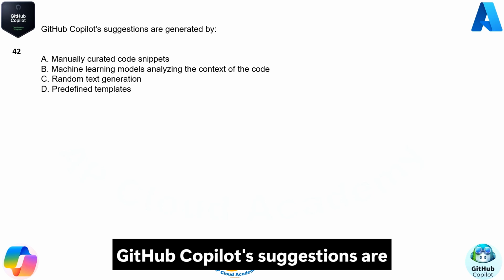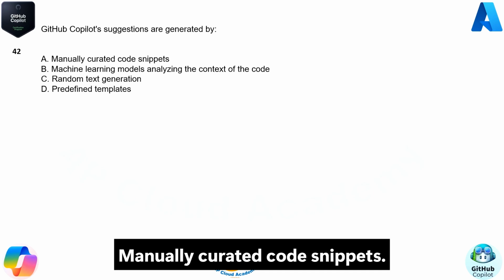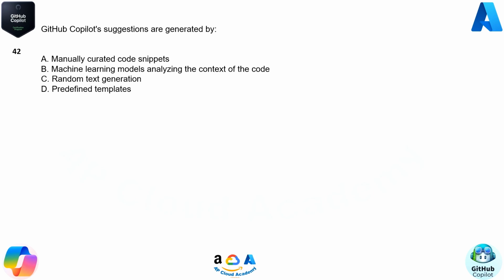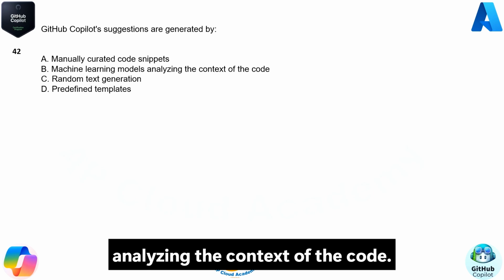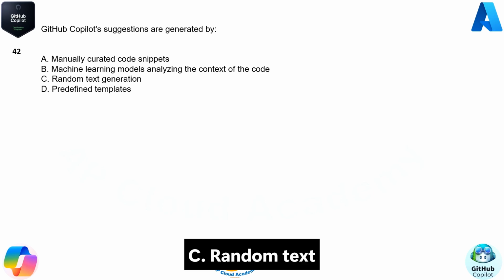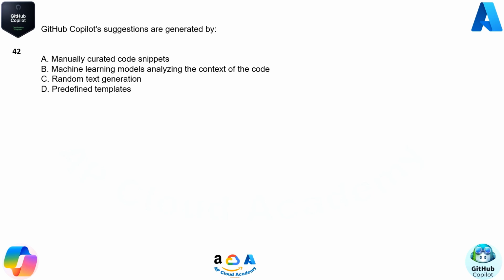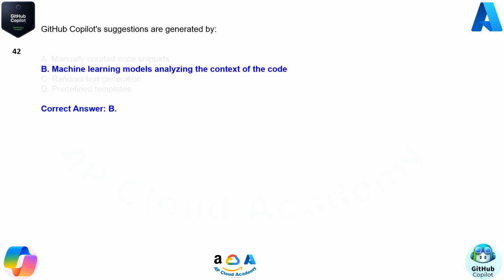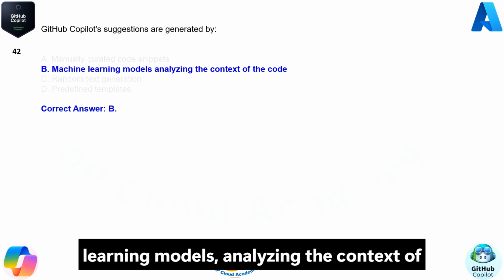GitHub Copilot's suggestions are generated by A. Manually curated code snippets. B. Machine learning models analyzing the context of the code. C. Random text generation. D. Predefined templates. Correct answer, B. Machine learning models analyzing the context of the code.